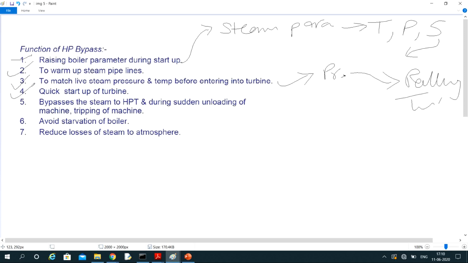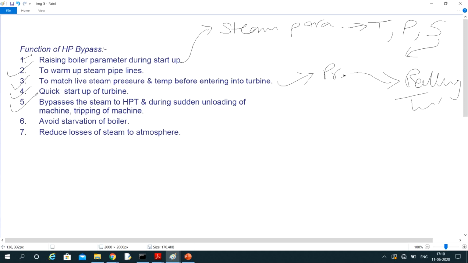Also, the fifth point: it bypasses the steam around the HP turbine during sudden unloading of the machine or tripping of the machine. If something happens to the HP turbine or the whole turbine system and the unit trips, all the stop valves will be closed. Therefore, sudden unloading of the HP turbine will happen, and the sudden closing of the stop valves will lead to a rise in the pressure of the boiler. To control the rise of pressure, the HP bypass will open up and dump the steam to the condenser.